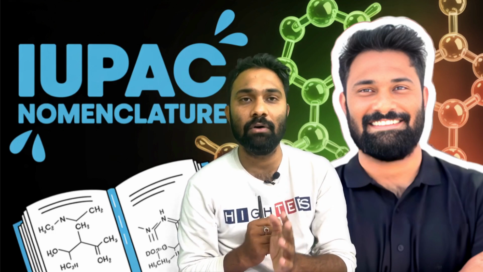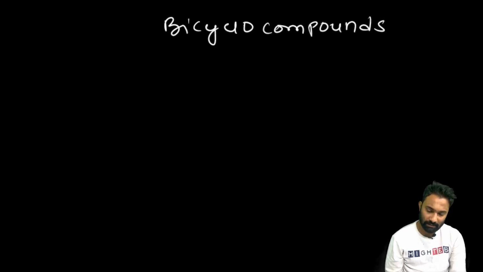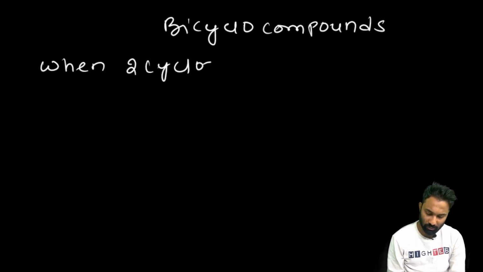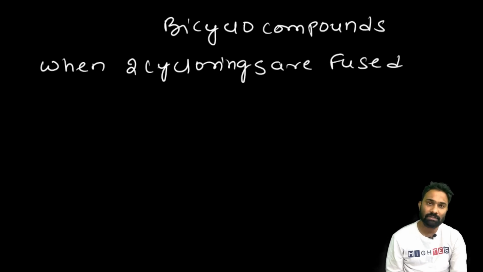Now let's start. Before going to the naming, what is the meaning of bicyclo compounds? Bicyclo compounds means when two cyclo rings are fused. When two cyclo rings are fused, they are known as bicyclo compounds. Clear? These bicyclo compounds are of two types.